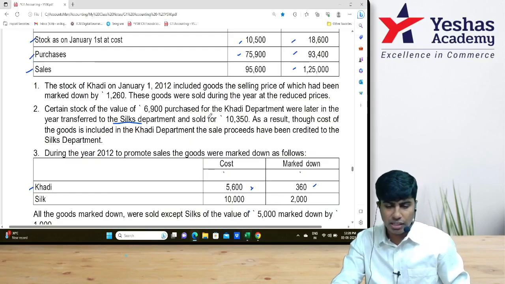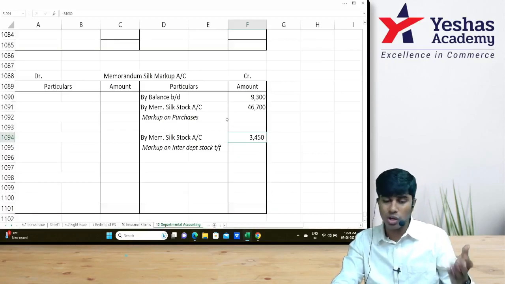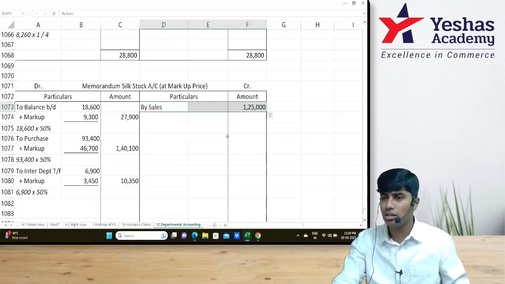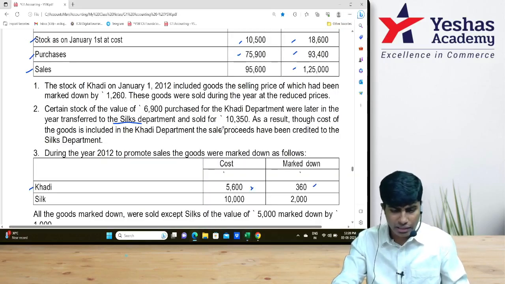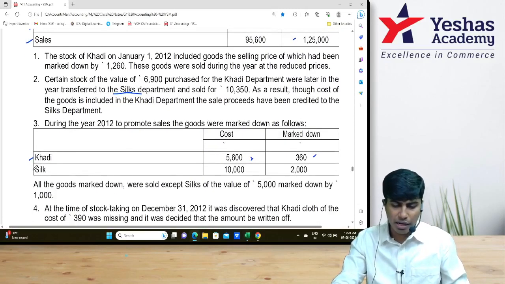What do we have after that? It is sold for 10,350. Don't worry, it is already included in this sales. We don't have to write it separately. Then that's it. We have silk department's markdown.